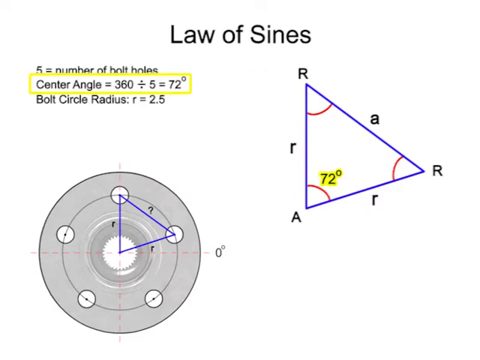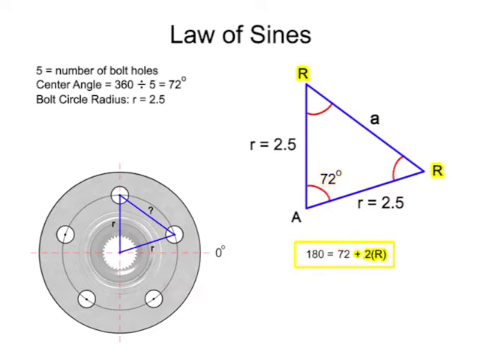We also know the value for 2 of the triangle sides. Since each bolt hole is on the bolt circle, those sides are equal to the radius of that circle. Next, since the 2 sides are equal, we know that the angles opposite the 2 sides are also equal. And finally, since there are 180 degrees in a triangle, one of the angles is 72, and the other two are equal, we can solve for the other two angles.